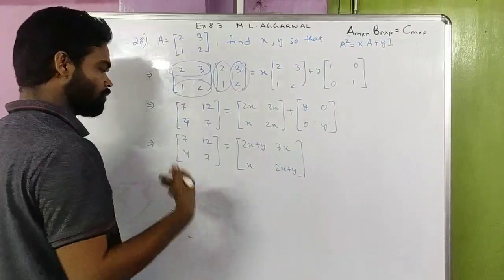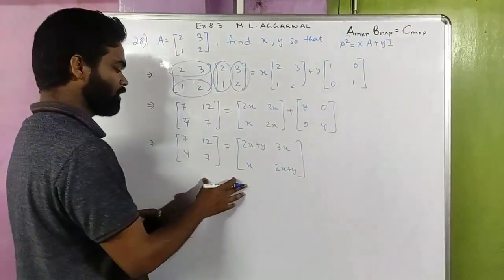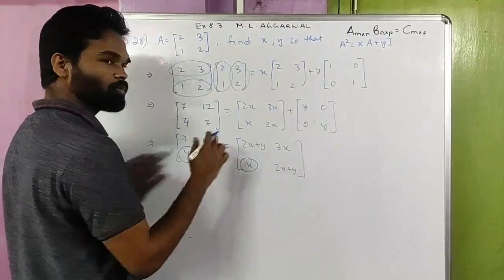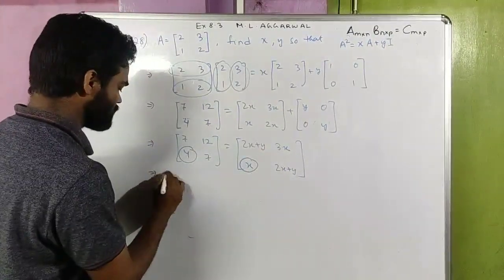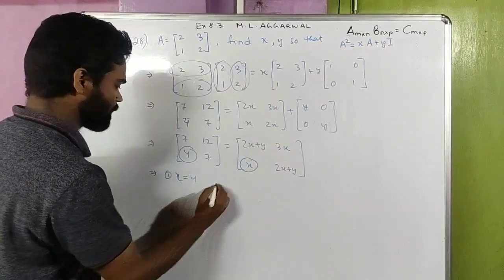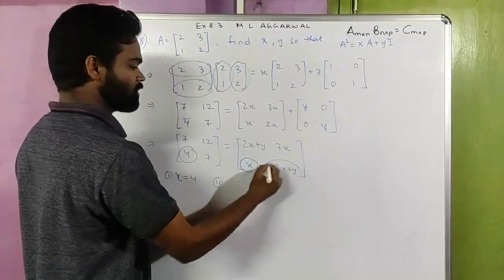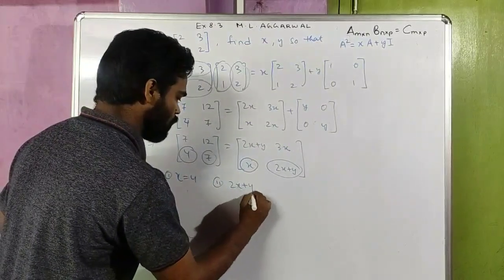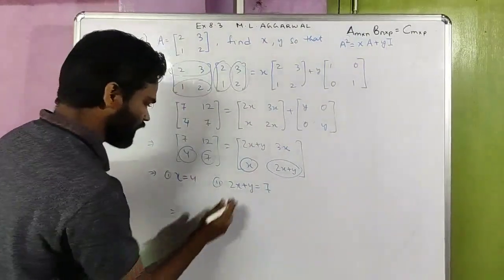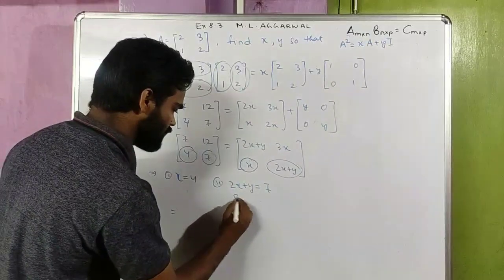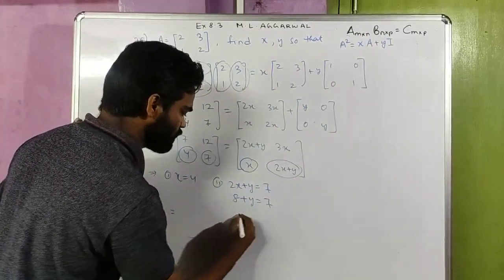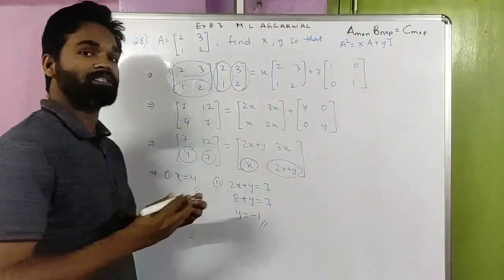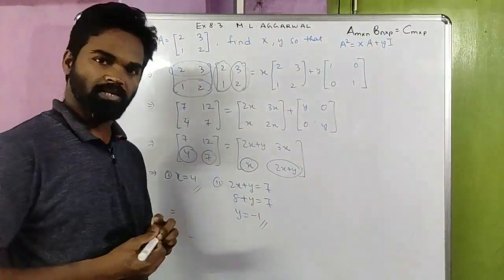Now we know the two matrices are equal. Hence we can say that x equals to 4. You can equate 3x equals to 12, you'll get the same answer. So can I say x equals to 4? Then I can say 2x plus y equals to 7. I'll put the value of x. So 2 fours are 8 plus y equals to 7, which means y equals to 7 minus 8, minus 1. So yeah, x is 4 and y is minus 1.